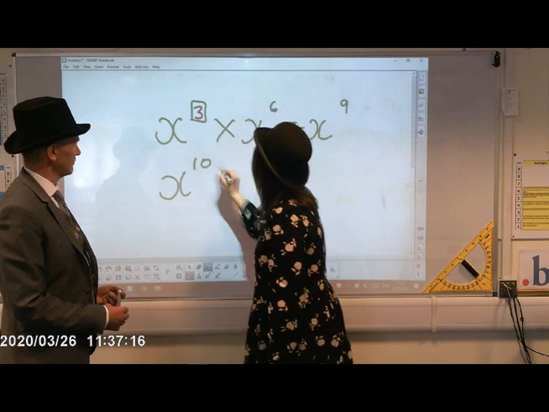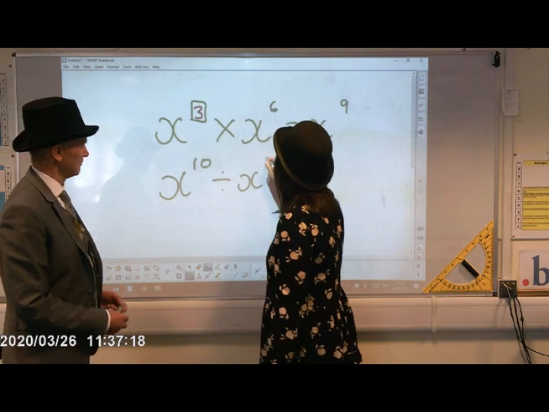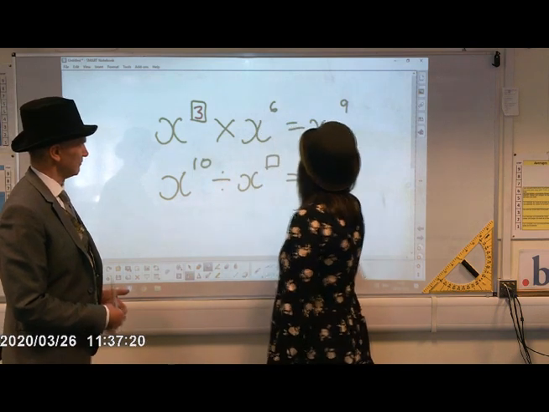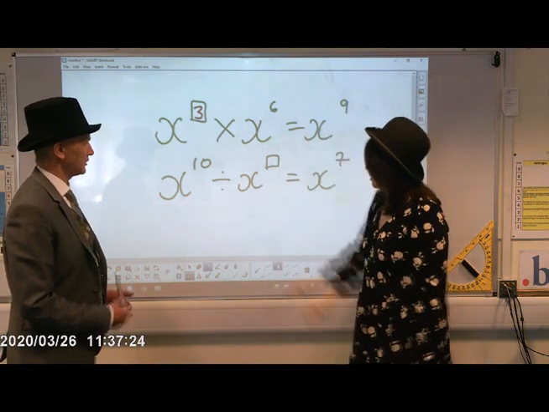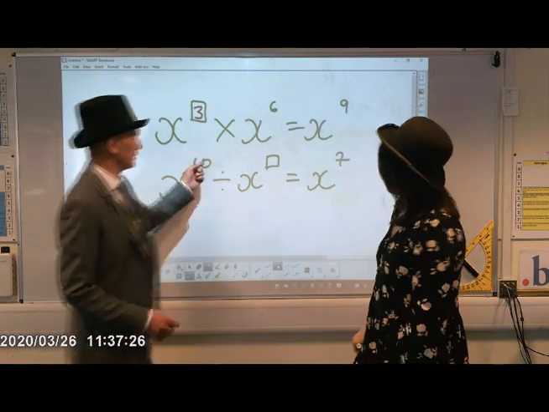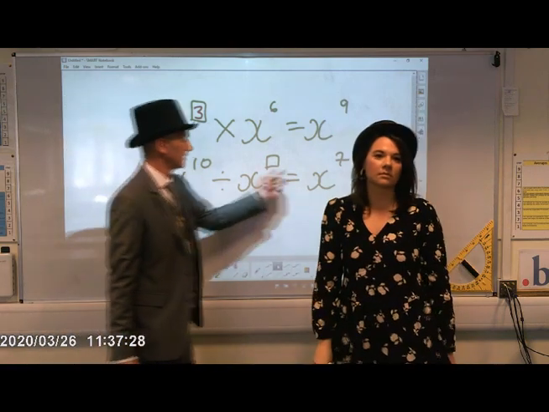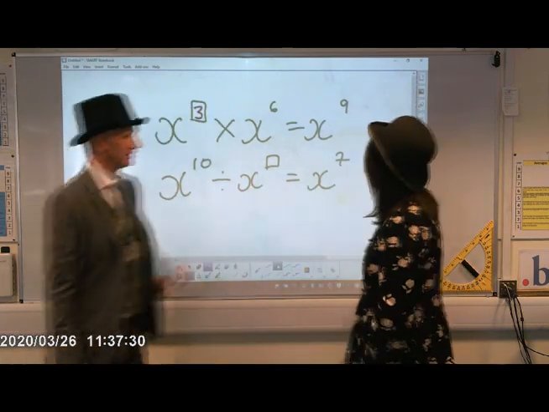So what about with a divide? What are you left with there? We're subtracting, so we are looking at what we take from 10 to get 7. And the answer is 3.